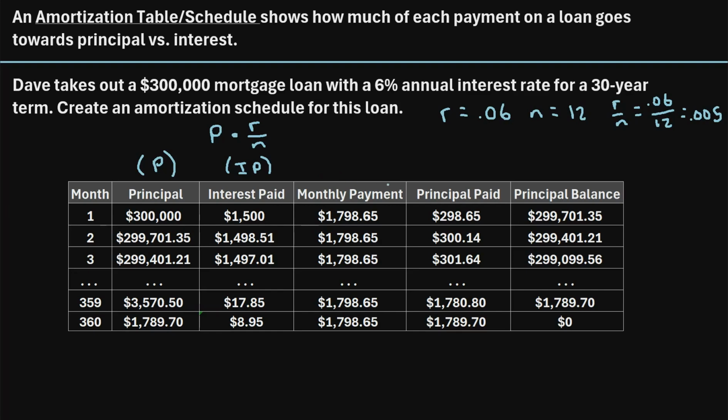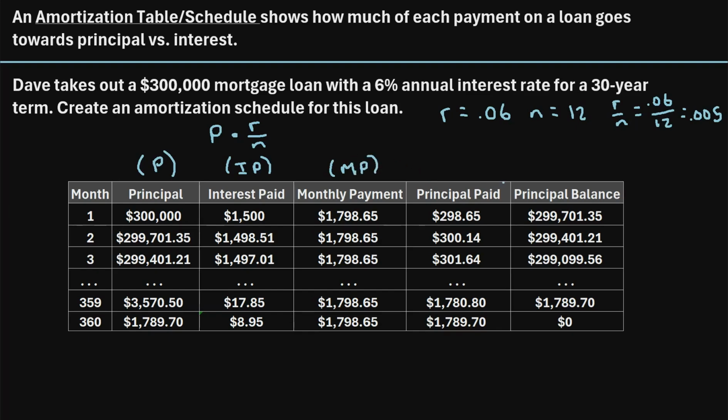The next column will be the monthly payment. We calculated the monthly payment already. We found that it would be $1,798.65. And we'll notice that in every row of this table, this number does not change. We make the same monthly payment every single month, all 360 months. Let's label this MP for short.